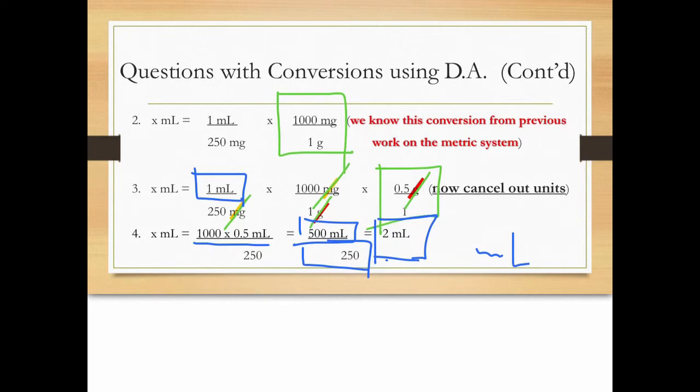If the nurse drew up a lower amount, the patient would not get enough medication. If the nurse drew up more than 2 milliliters, the patient would be overdosed or receive too much medication.